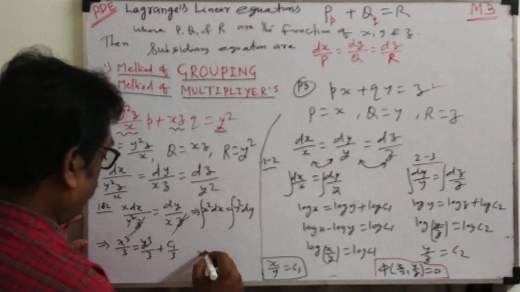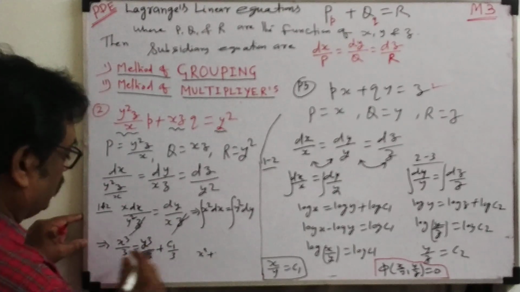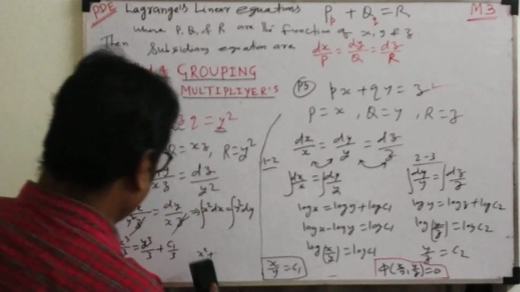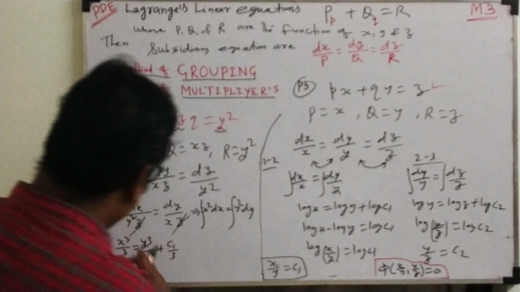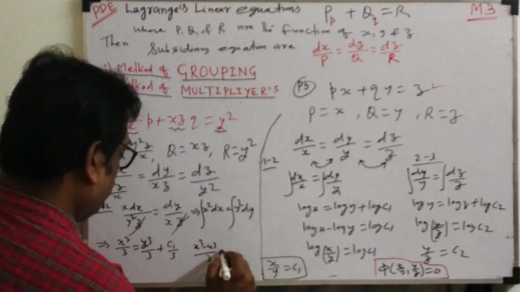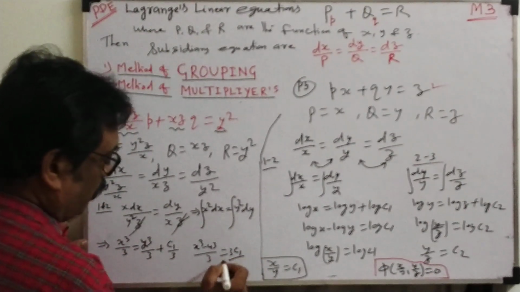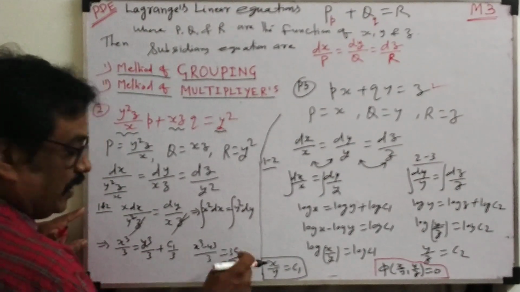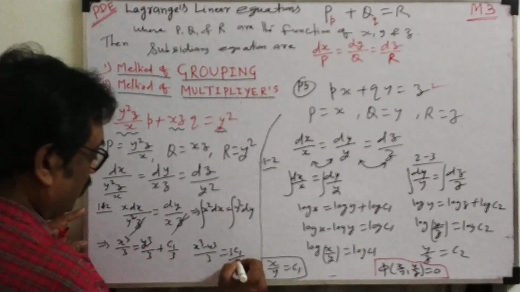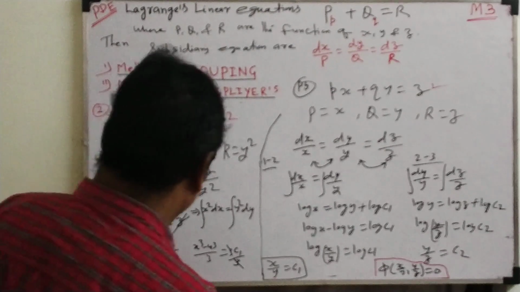What will come? x cube minus y cube by 3, if you bring this to one side. If we only write C1, then the 3 will come here, so 3C1, and we would have to use another constant. Otherwise, see, 3 is there and 3 gets cancelled. Due to that, we are taking C1 by 3 here.